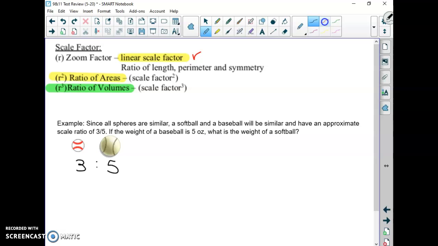If the weight of a baseball is 5 ounces, what is the weight of a softball? Now, a lot of us have been doing proportions for this, and we've been setting them up like this, and that is a good start, but if this is what you try to solve, you are going to get the answer wrong. Weight is a volume issue. If you remember back, we did this with a statue of Benjamin Franklin in class. We have to multiply by R cubed because it's a volume problem.